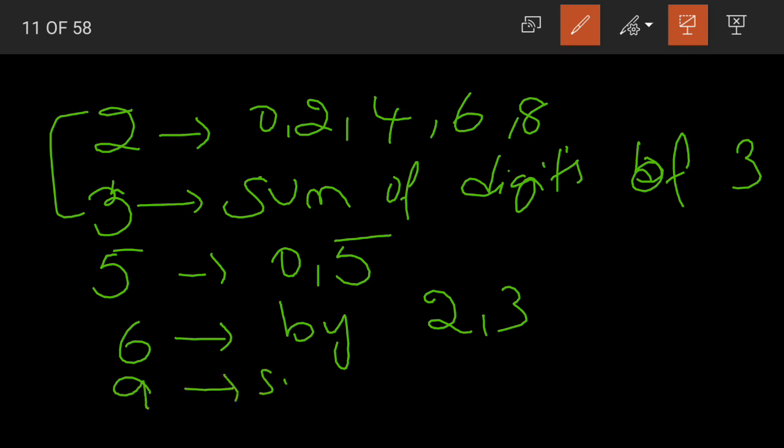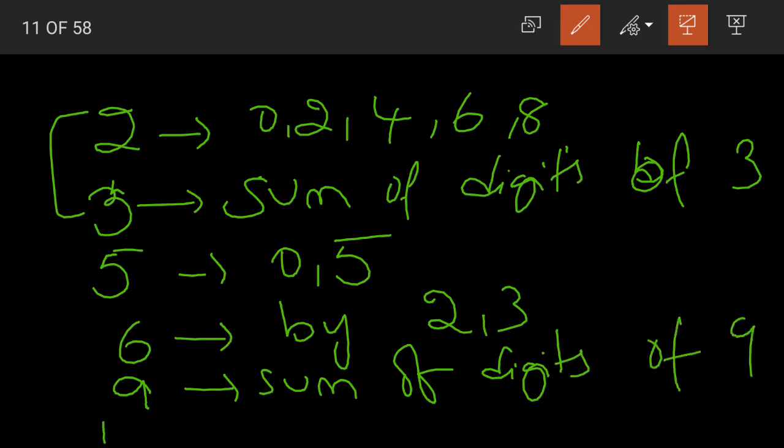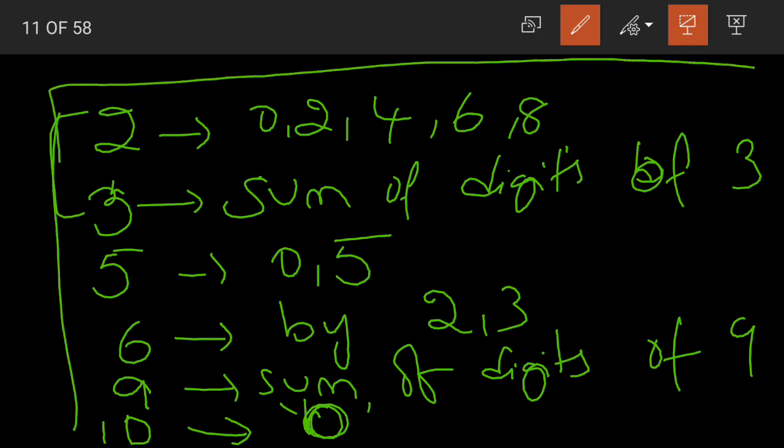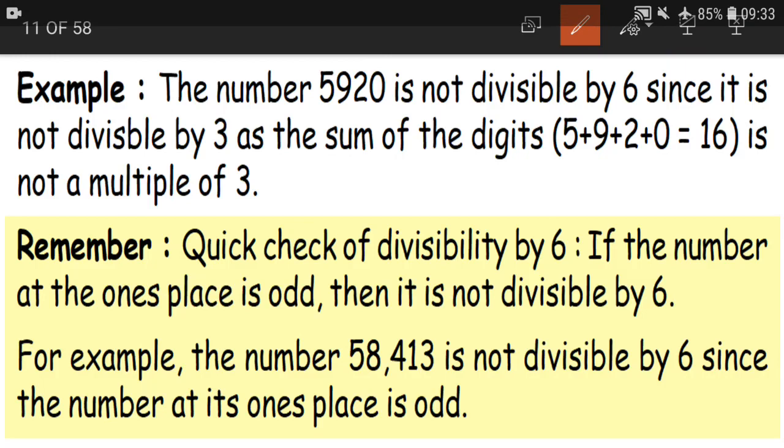For a number to be divisible by 9, the sum of digits should be a multiple of 9. And lastly, for a number to be divisible by 10, it should have 0 in the ones place. Yes, this is the whole summary of the divisibility rules that we have learned today. Clear, children?